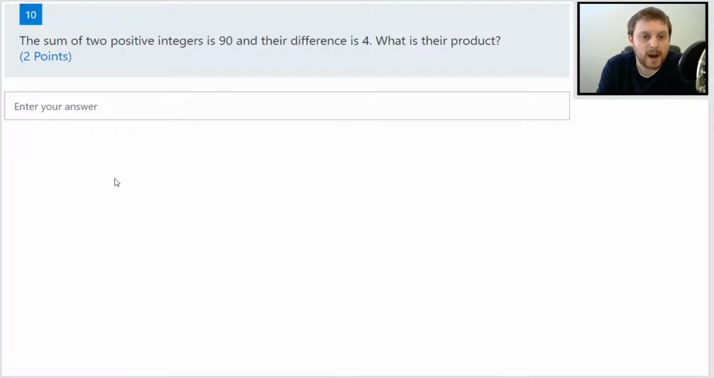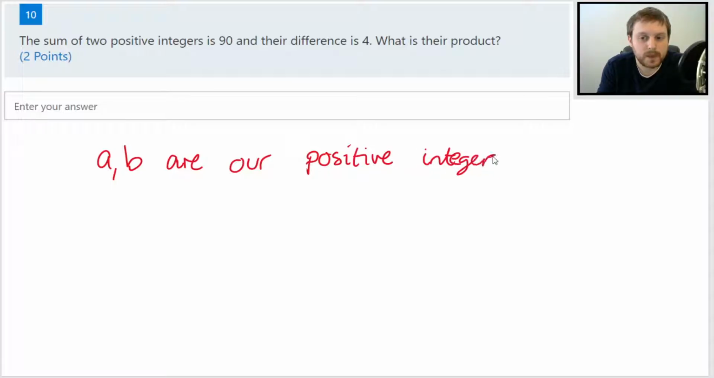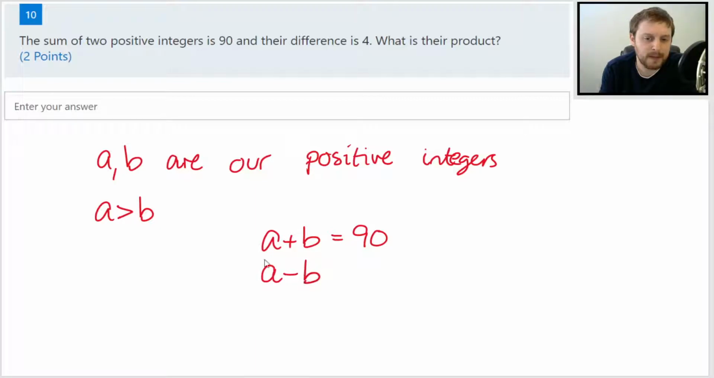So we're going to have A and B are our positive integers. Now, since their difference is not 0, it means that they're different, which means one is bigger than the other. So we're going to say that A is going to be bigger than B. We can say which way around we want to write them. So A is going to be the bigger one. We know that when we add them both up, we get 90. And we know that if we take their difference, which will be A take away B, because we'd start with the bigger one, we get 4.